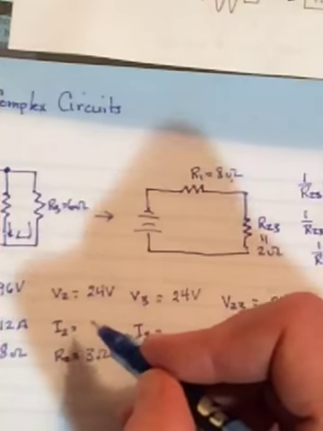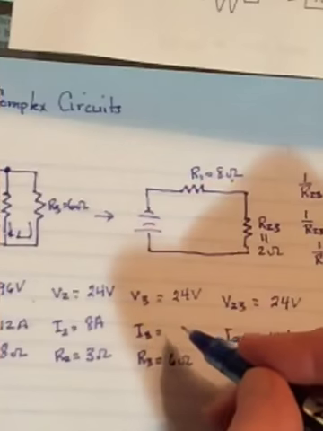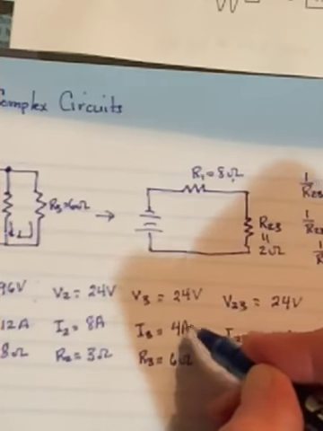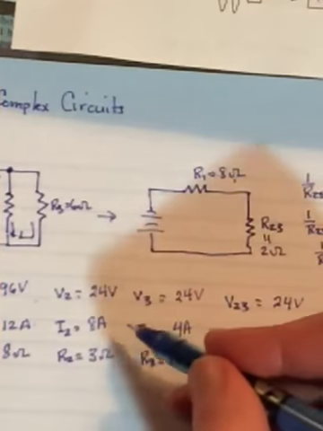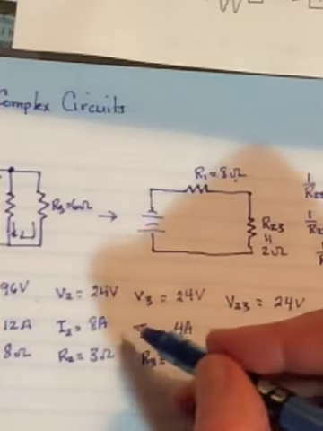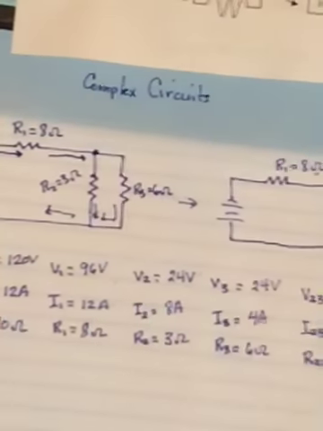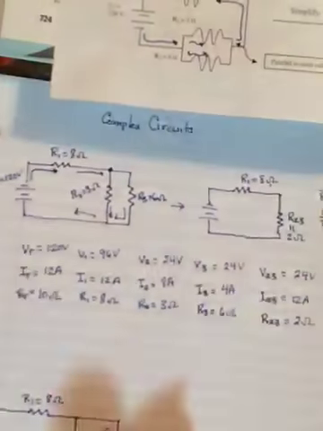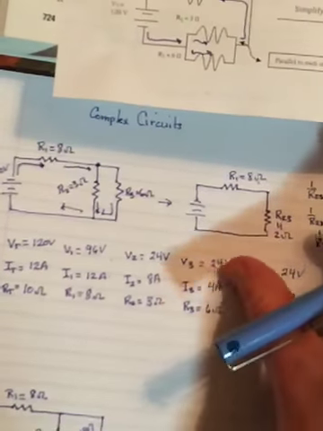and now you can find your I's. 24 divided by 3, that's 8 amps. 24 divided by 6, that's 4 amps. These two should add together to give me this 12 because in parallel the current adds up, and it does. And so we're finished. We finished our chart. We found everything in the circuit. All is good.